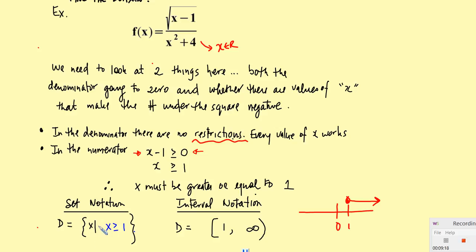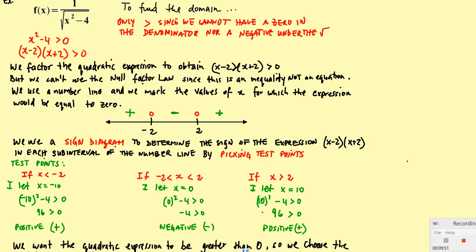Okay, so in set notation, that means x is such that x is greater than or equal to 1, or in interval notation, square bracket 1 through to infinity, with the comma in between, where infinity then will have a round bracket. Okay, now, they start getting a little bit more complicated as we move along. So let's take a look at this next question, where I have f of x is equal to 1 over the square root of x squared minus 4. Now, in this particular question, I have two things occurring simultaneously here.